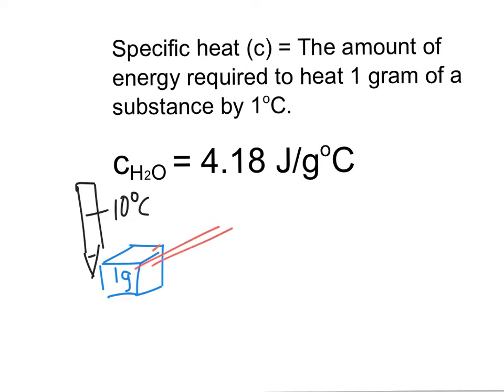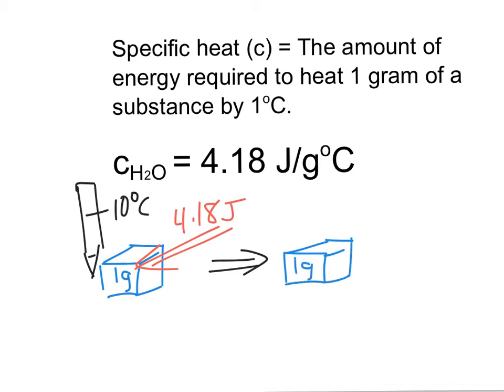If we add to this 4.18 joules of energy, maybe it's from fire, maybe from a hot plate, we add some heat, doesn't matter from where, 4.18 joules of energy will take our 1 gram block of water, which I'm going to redraw here. Sorry, my cube is very ugly looking. What that will do is raise the internal temperature to 11 degrees Celsius. That's what this number tells me: 4.18 joules of energy in to raise the temperature of 1 gram of water 1 degree.